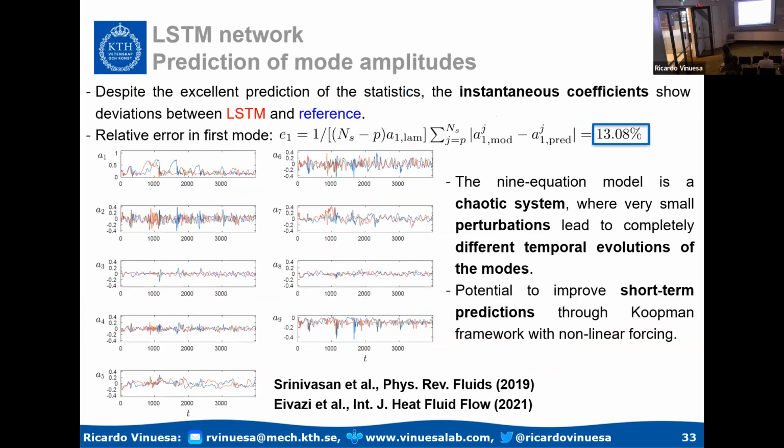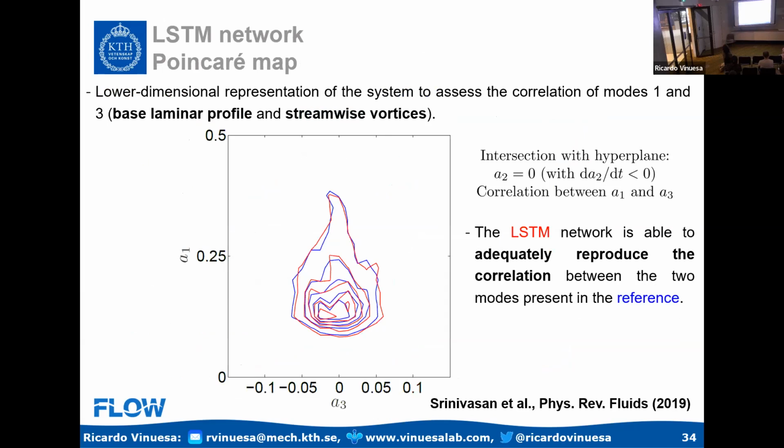And to do that, I can look first at the Poincaré map, for example. So I look at the correlation between the first and third coefficients. And you can see that red is the LSTM, blue is the reference, they're on top. So even if the instantaneous values are different because I'm in a different trajectory, the correlation between those two coefficients is actually correct. In this case, the first coefficient is the laminar base profile, and the third coefficient is the streamwise vortices. So these two coefficients are in very good agreement.